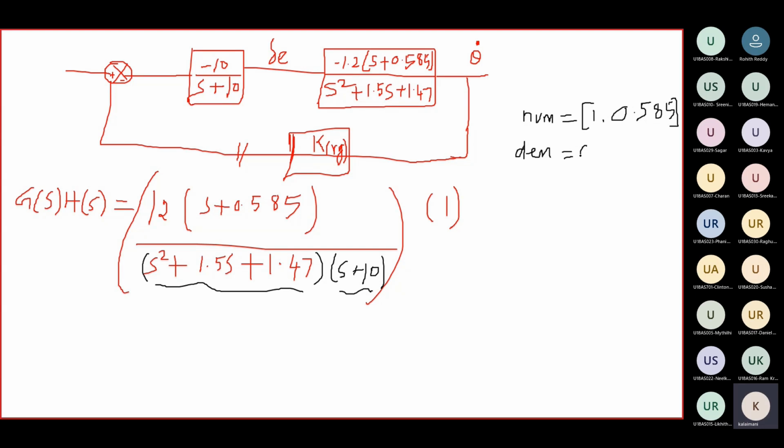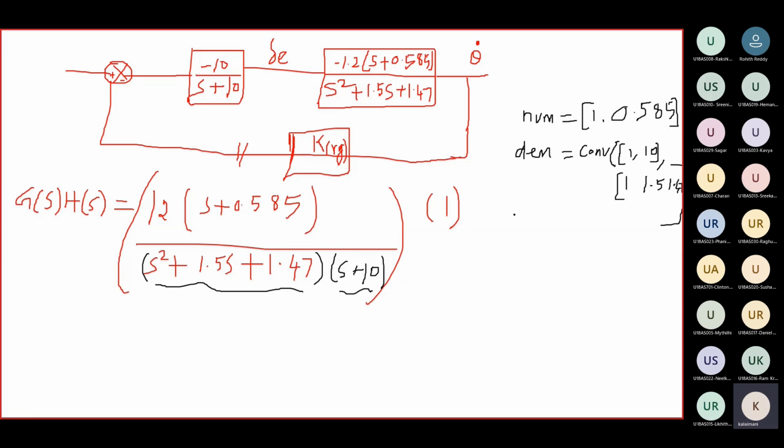Therefore, use the command for convolution of two functions, CONV, convolution of this bracket. First you define one function, that is s plus 10. The coefficient is 1 comma 10, comma, next the coefficient of s square is 1, space 1.5, then space 1.47, then you close this bracket.